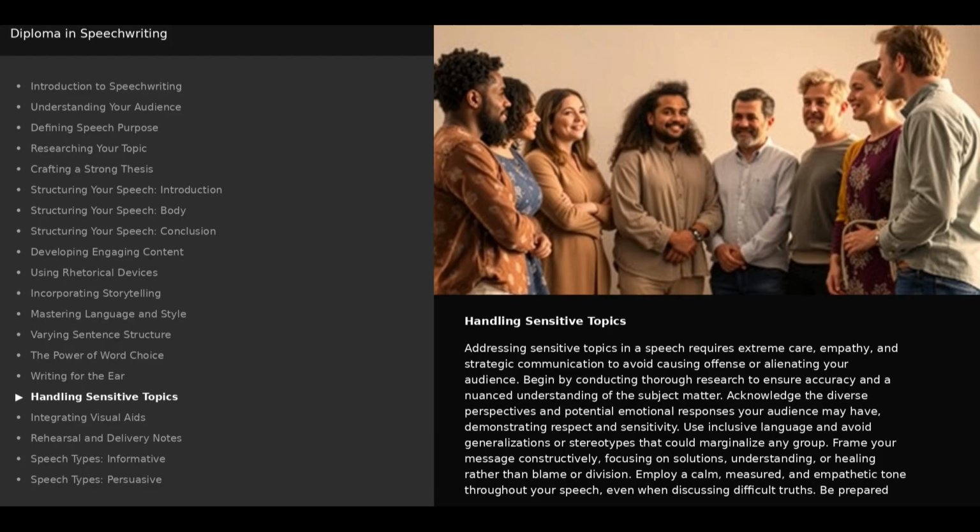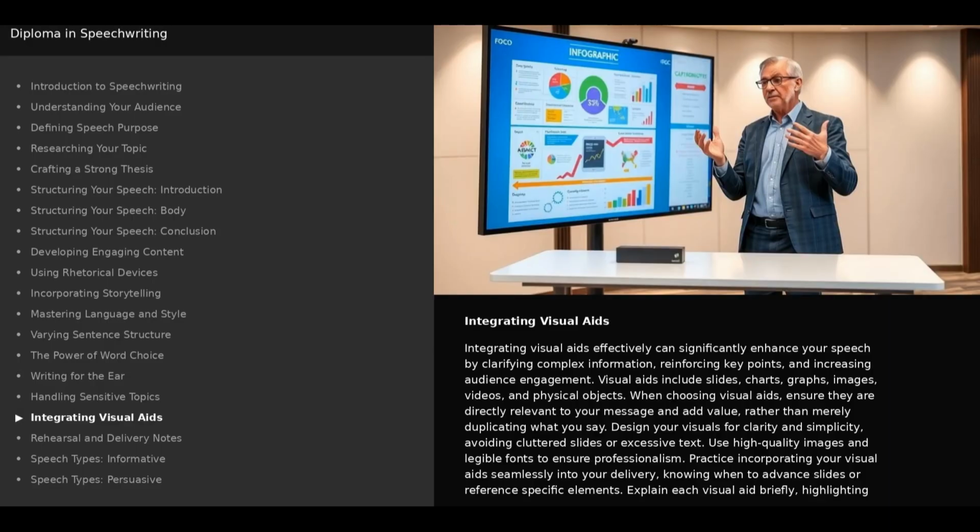Employ a calm, measured, and empathetic tone throughout your speech, even when discussing difficult truths. Be prepared for potential questions or strong reactions from the audience, and have a plan for addressing them respectfully. The goal is to inform or persuade while fostering dialogue and understanding, not to provoke or alienate. Thoughtful preparation is paramount.